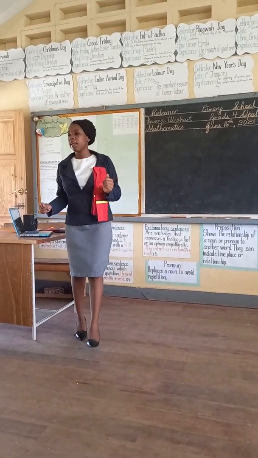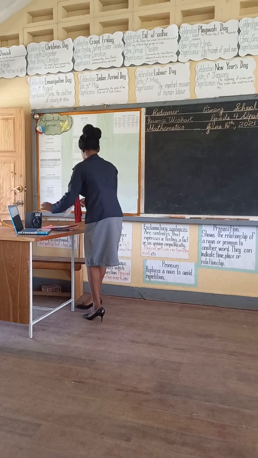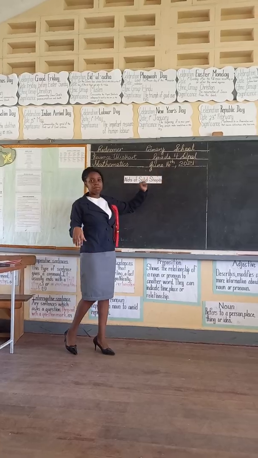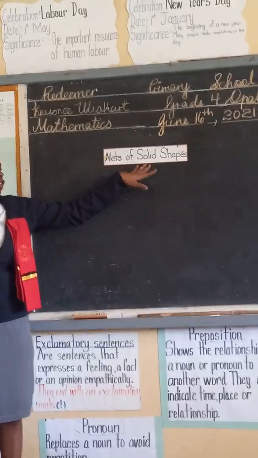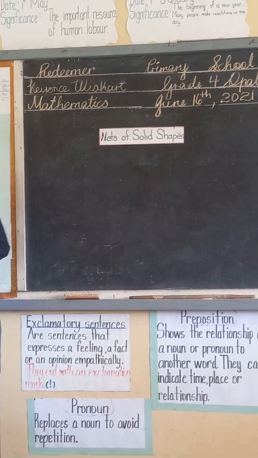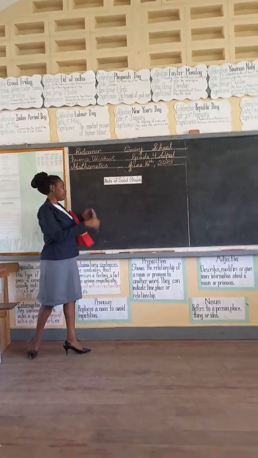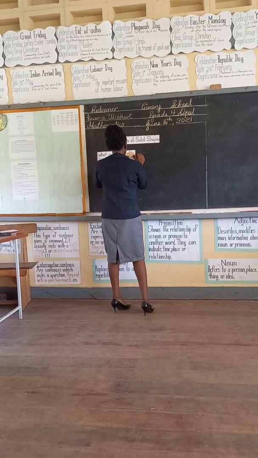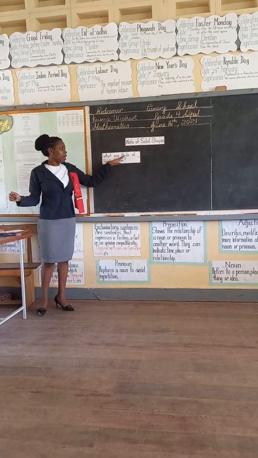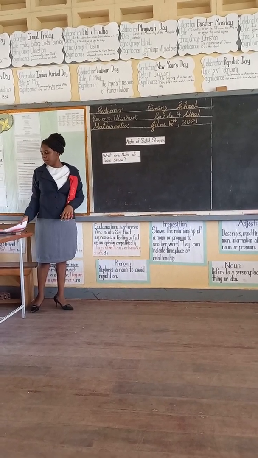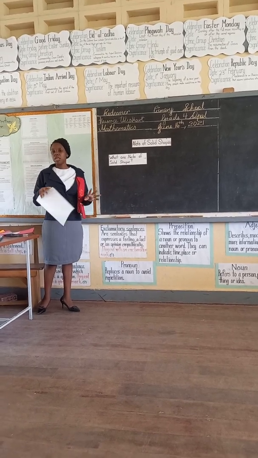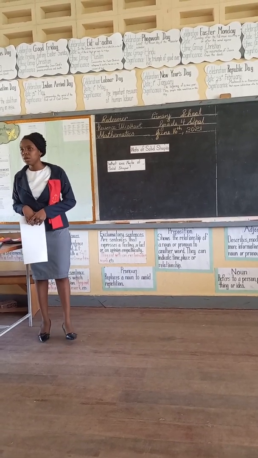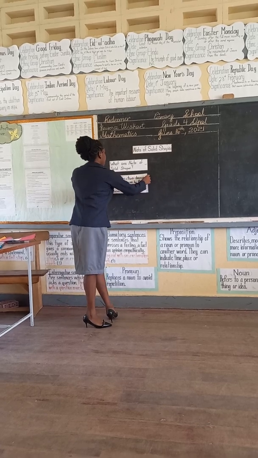Now, let's go ahead and get into our lesson for today. What is our topic for today? Nets of solid shapes. Okay, our topic for today is nets of solid shapes. Can anybody tell me what are nets of solid shapes? Does anybody have an idea? Have you ever heard of nets of solid shape before? No? Alright, we're going to go ahead and learn lots about it today.